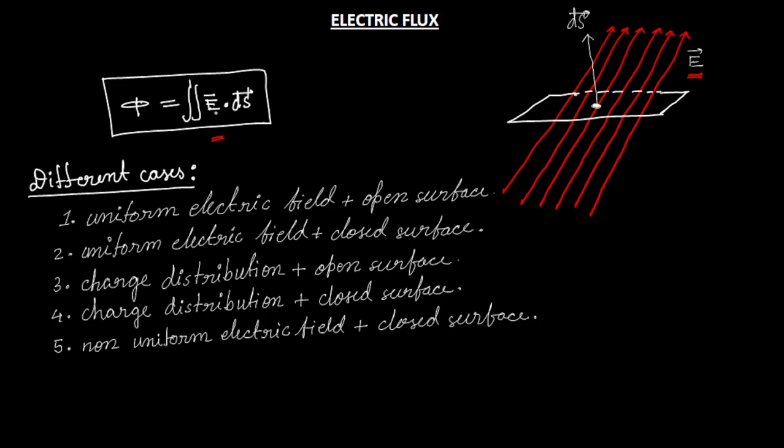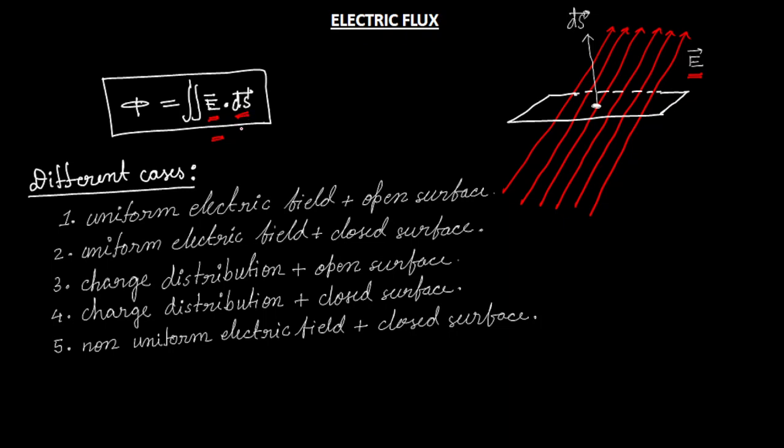Now these calculations will be easy if we know the nature of the electric field and the nature of the surface through which we want to calculate the flux. When I say nature of electric field, it means either this electric field can be uniform or it can be non-uniform, and also the given surface can be an open surface or it can be a closed surface.